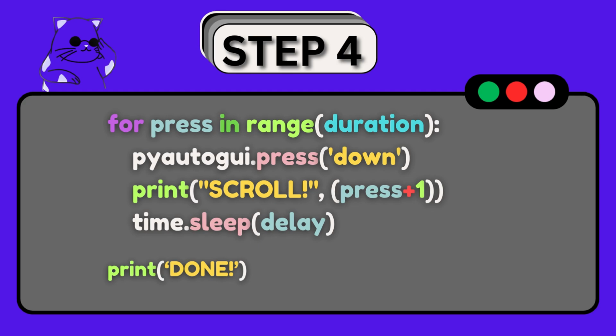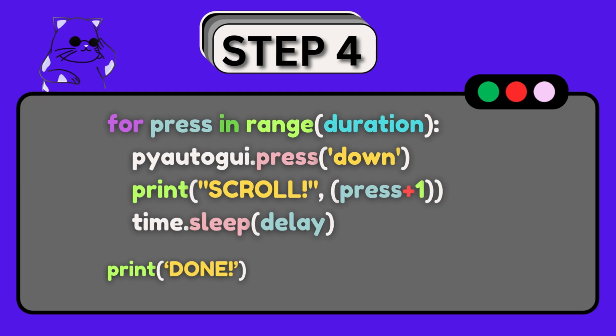Inside the loop, pyautogui.press down simulates pressing the down arrow key to scroll, while print scroll press shows how many scrolls have happened so far. The time.sleep delay pauses between each scroll to control the speed, and when the loop finishes, print done confirms the scrolling is complete.